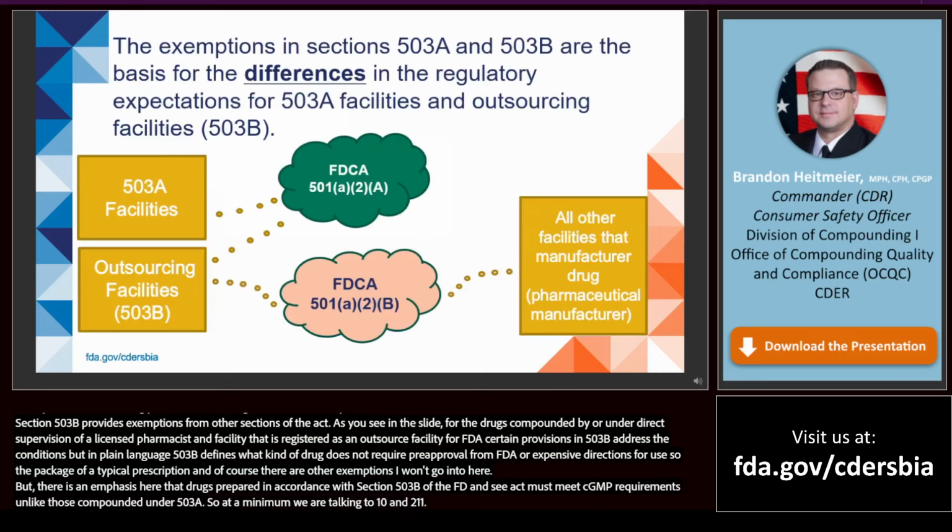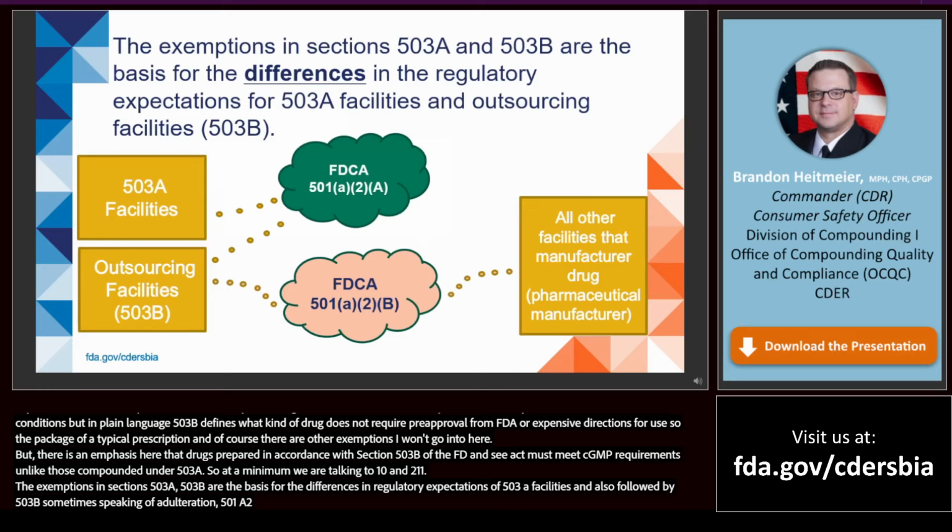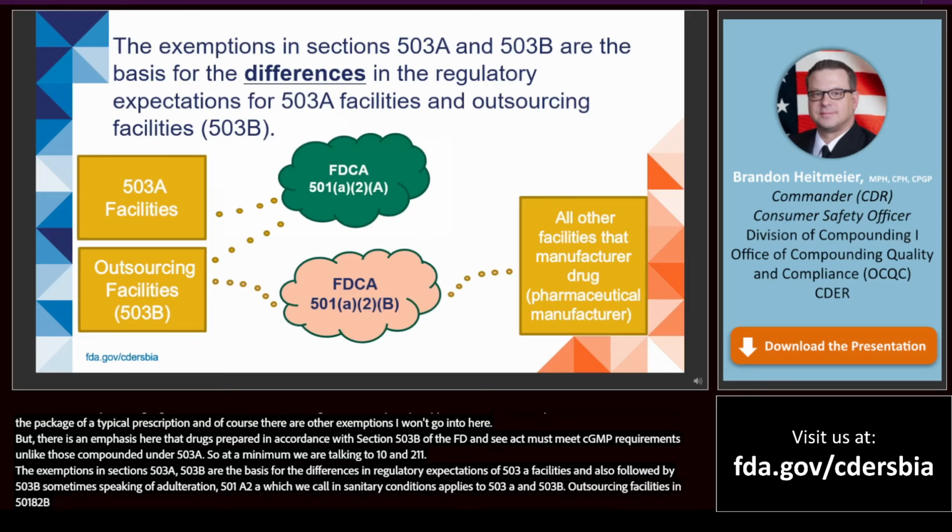The exemptions in sections 503A and 503B are the basis for the differences in the regulatory expectations for 503A facilities and outsourcing facilities, also called 503B sometimes. Speaking only of adulteration, 501(a)(2)(A), which we call unsanitary conditions, applies to both 503As and 503Bs. Outsourcing facilities and 501(a)(2)(B), or CGMPs, apply to outsourcing facilities, so 503Bs, and traditional drug manufacturers.